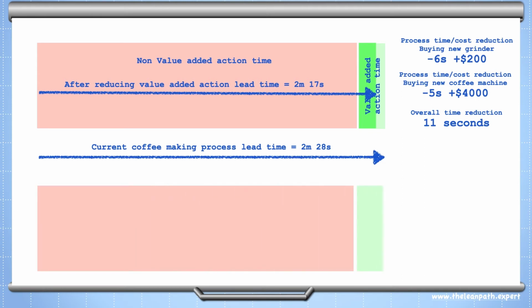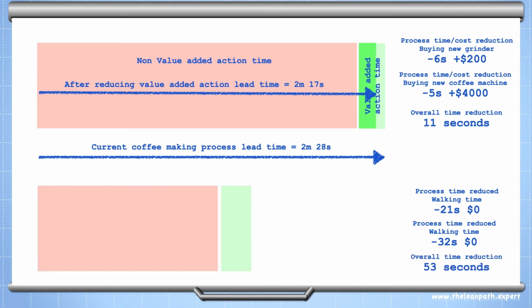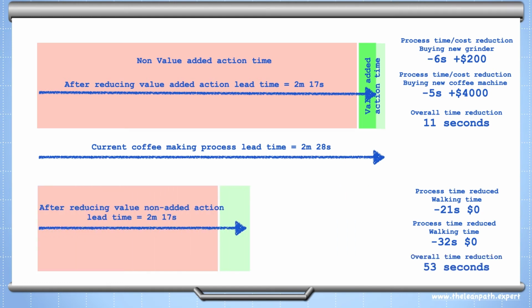Lean product development tells us to pay attention to and reduce non-value-added actions. What if we eliminate 3 out of 5 walks? It will reduce the lead time by 21 seconds and cost us nothing. Now let's try to reduce every cleaning action time in half. It will reduce the lead time by 32 seconds and cost us nothing. And overall time reduction will be 53 seconds, or 46% of non-value-added actions.